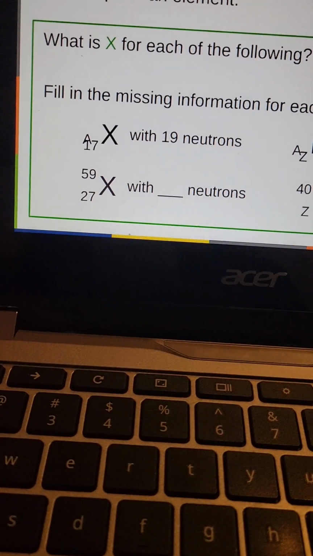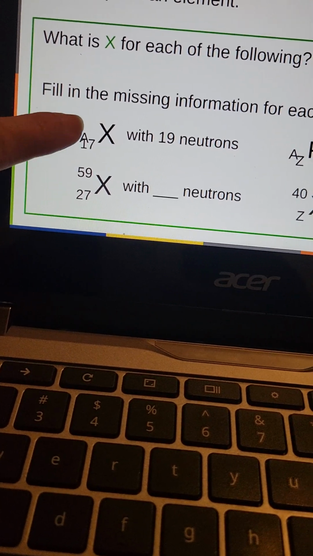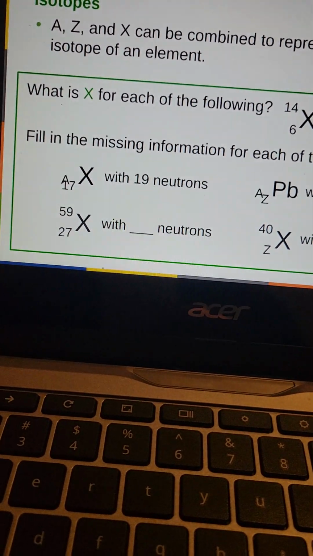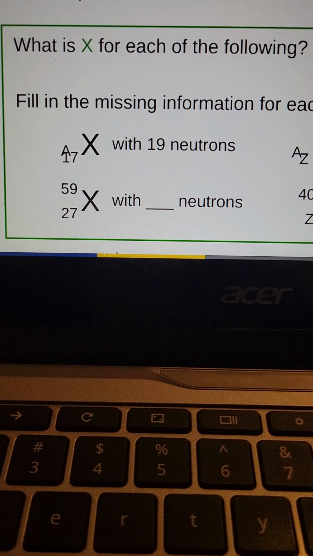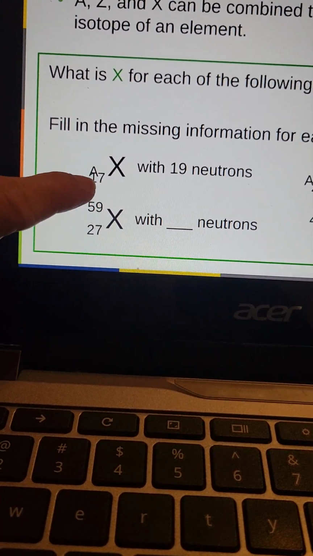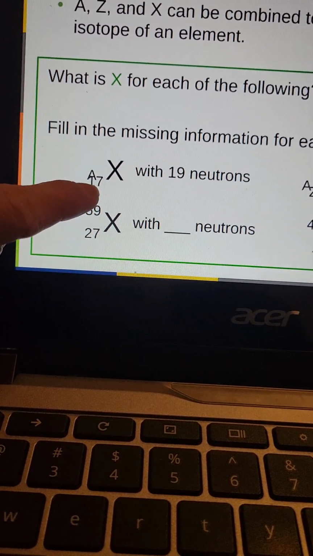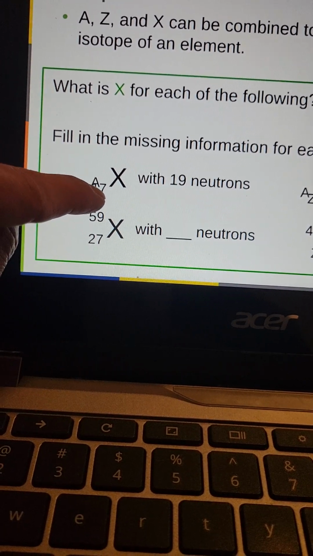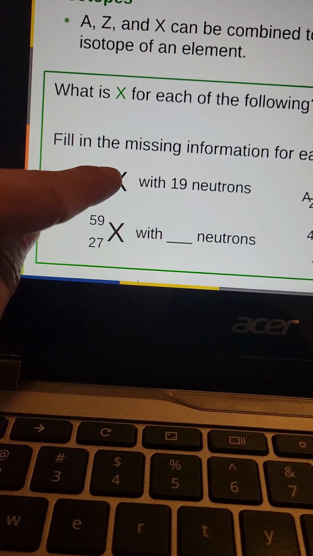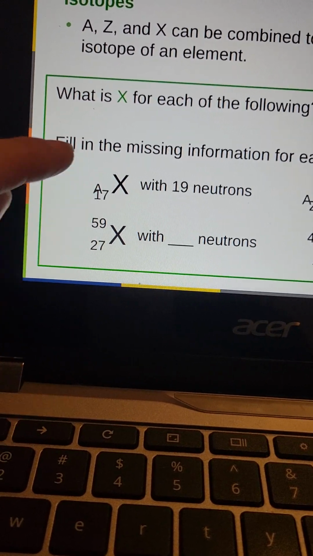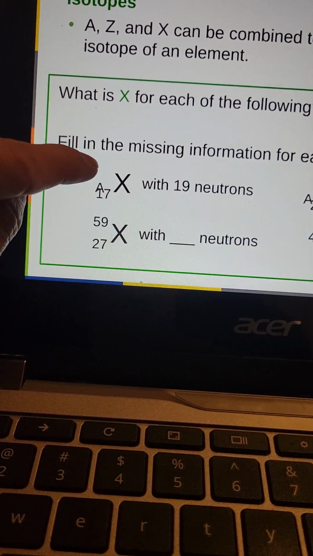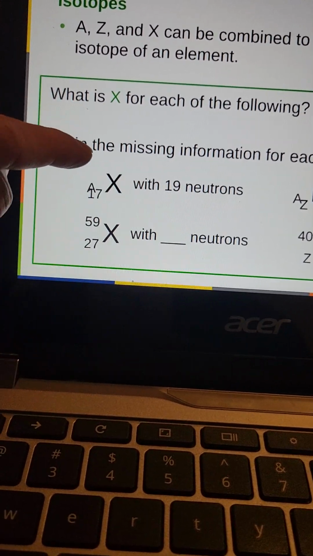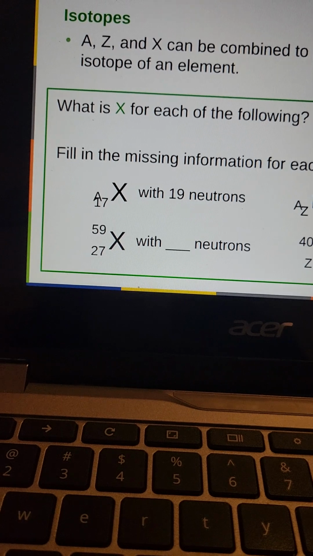And then at the bottom part here, it copied a little bit funny, like the A should obviously be up here. So it's A, 17X with 19 neutrons. So I want you to find the missing information. So first off, if it's number 17, that tells us what X is. So number 17 on the table is chlorine. So X would be Cl. And then to get A, which is the mass number, it'd be the protons plus the neutrons, and that would be our number up at the top.